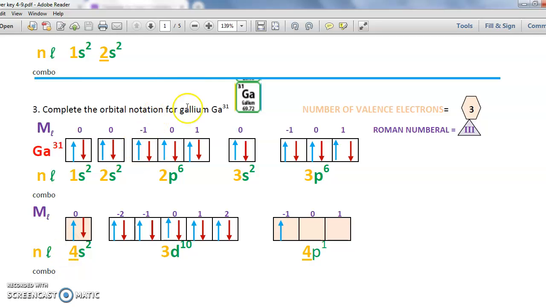How many valence electrons does gallium have? Valence electrons are electrons in the outermost level. The outermost energy level is the energy level with the biggest number, largest number. My largest number in front of any of these sublevels is a 4. So the valence here is 4, the fourth level. The valence electrons are on the fourth level. How many electrons do I have on the fourth level? I have 2 in the s, 1 in the p for a total of 3.